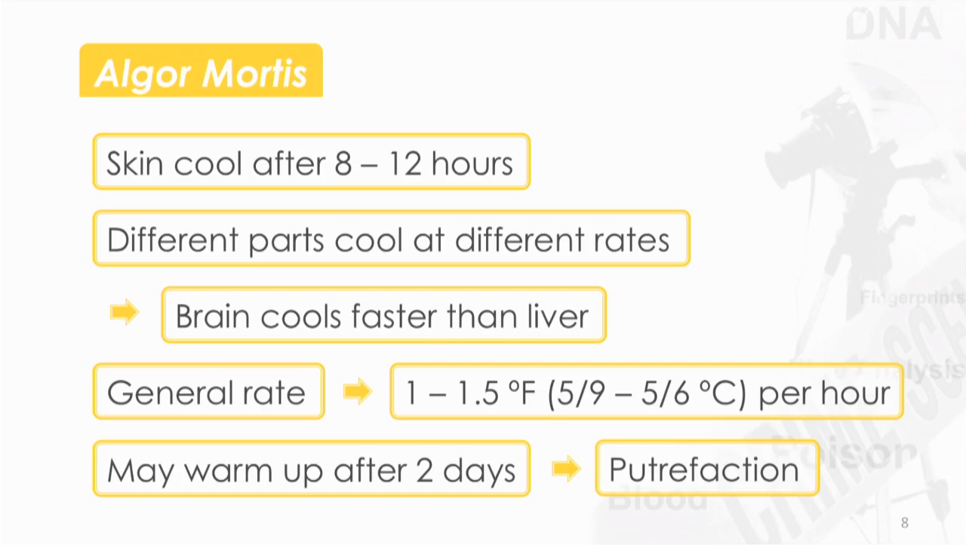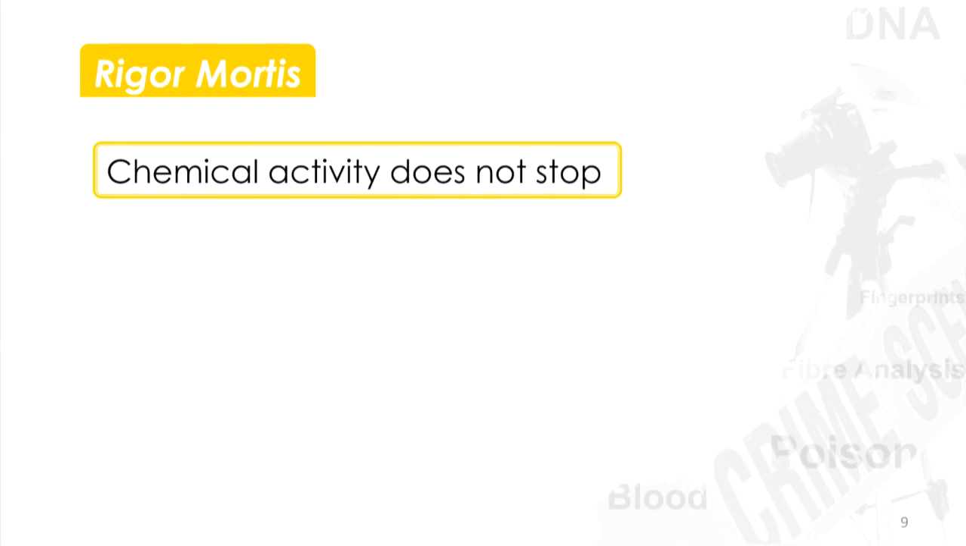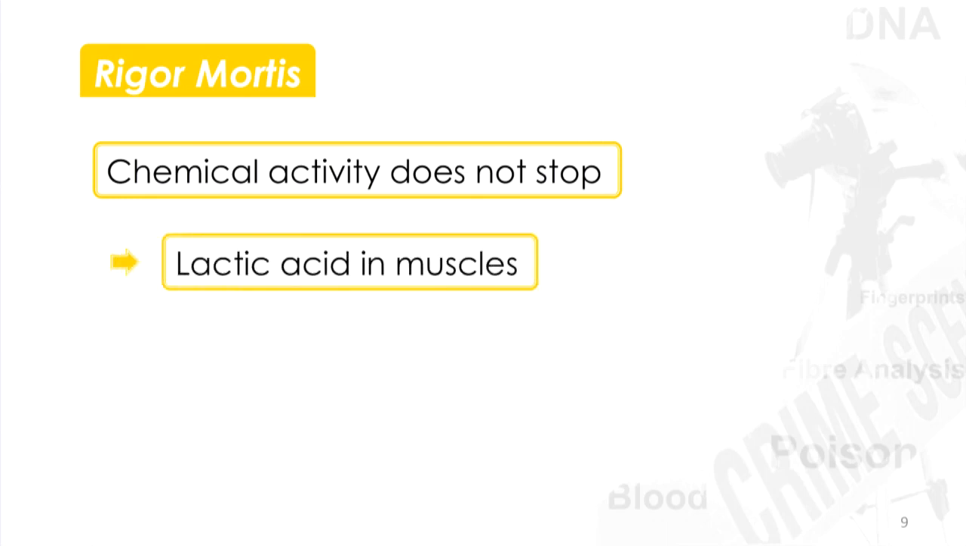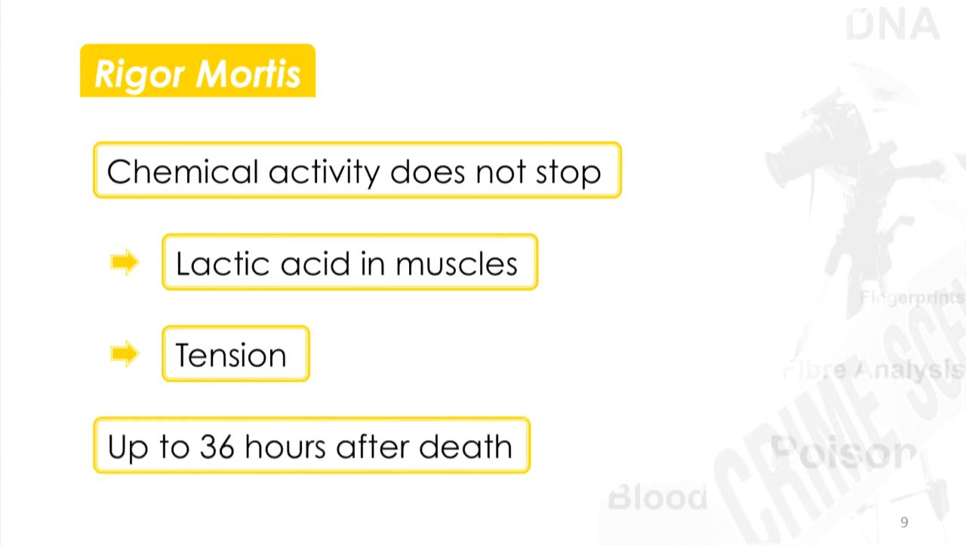In addition to algor mortis, there's also the very well-known phenomenon of rigor mortis. Now, when you die, your brain stops sending signals to your body to do stuff, but that doesn't mean chemical activity in your body stops. And the cause of rigor mortis is the continuing chemical action in your muscles, and it causes them to stiffen soon after death. And then after further time, that stiffening disappears.